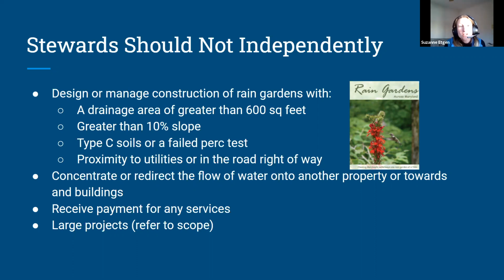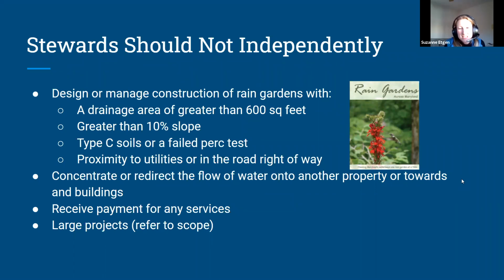Oh, okay, so stewards should not independently take on larger projects. We did not train you to do larger projects, and we're identifying projects that have a drainage area of more than 600 square feet, which is about a downspout. 400 to 600 square feet is usually what comes out of one downspout, that has a slope greater than 10%.